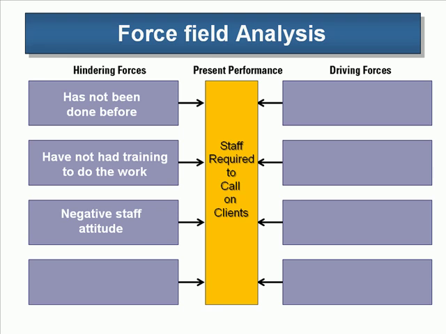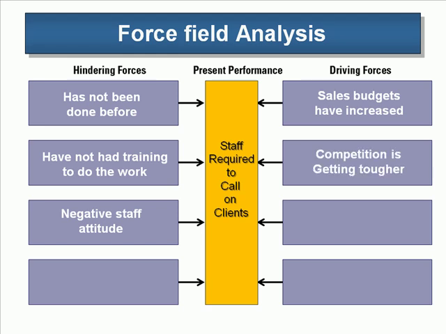Okay. And you go through as many of the hindering forces as possible, and then you think about the driving forces. Okay, what's compelling us to make this change? And someone says, well, the sales budgets have increased this year. Okay, what else? The competition is getting tougher, and our competitor salespeople have to do this. Okay, what else? We want to offer better service to our customers by having more contact and direct contact. Okay, what else? It's a new KPI, so as part of our new performance appraisals, all salespeople are now expected to call clients directly.